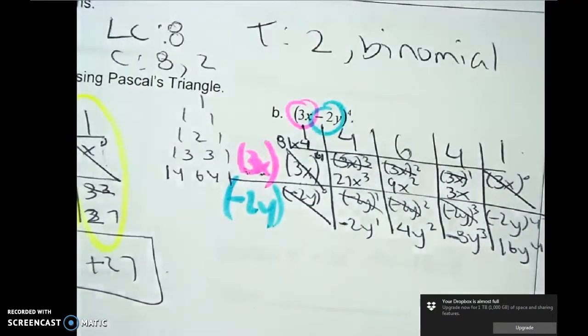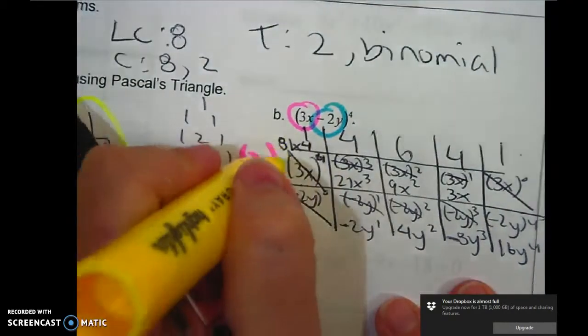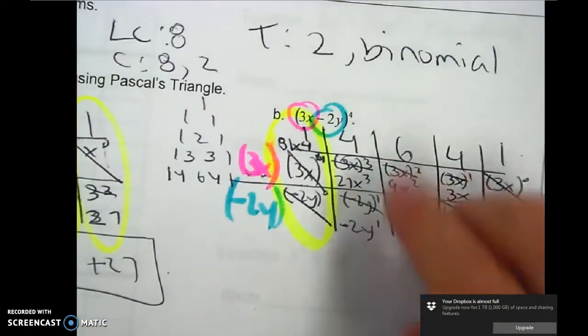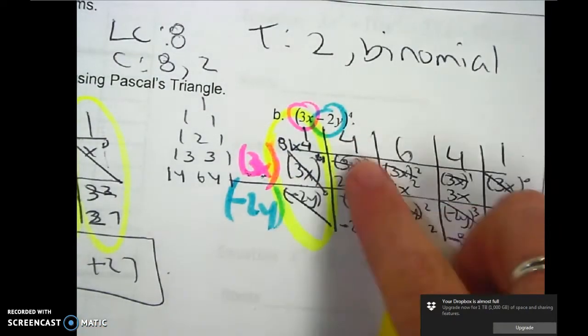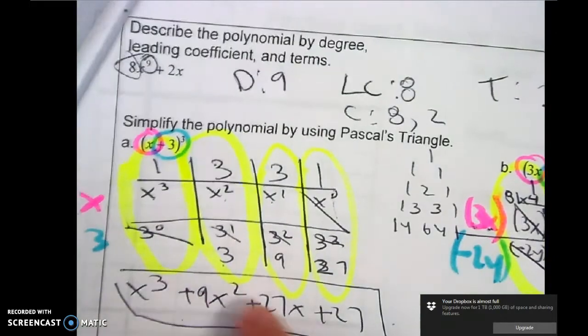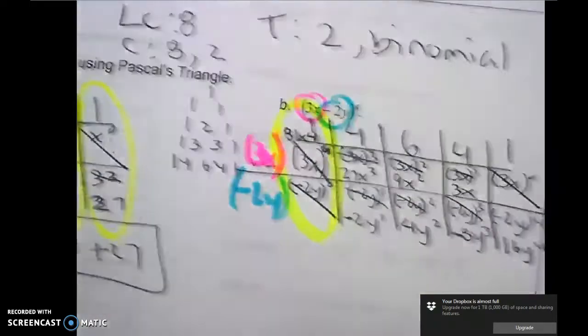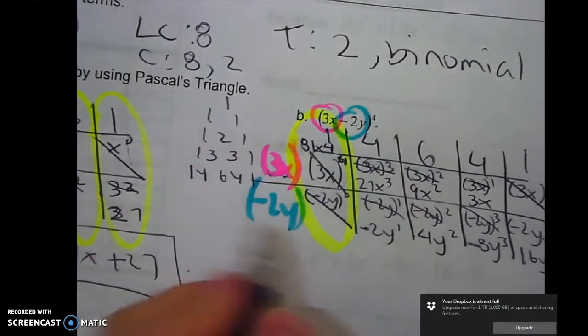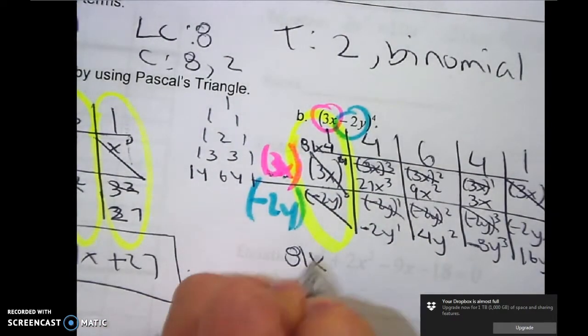Okay, I am definitely messy. I better stay focused. Just to remind you, since it's to the fourth power, you should have 5 terms. Always one more. This was to the third power, you should have 4 terms. That's a good start. Okay, 1 times 81x to the fourth is 81x to the fourth.